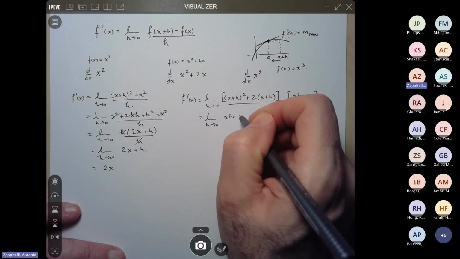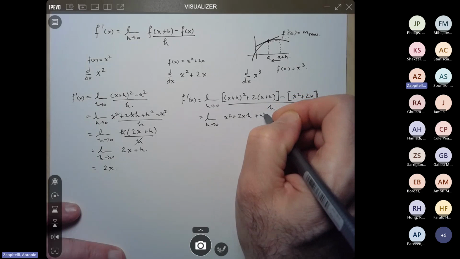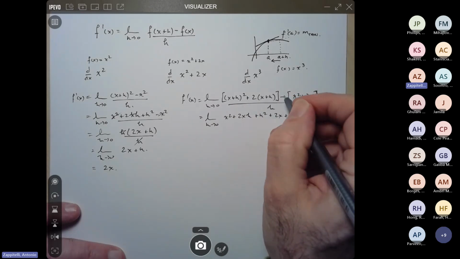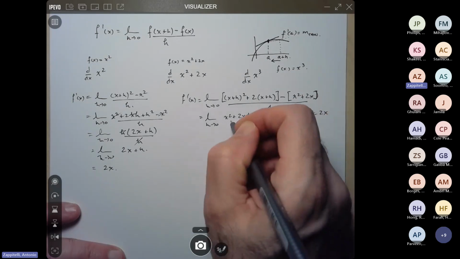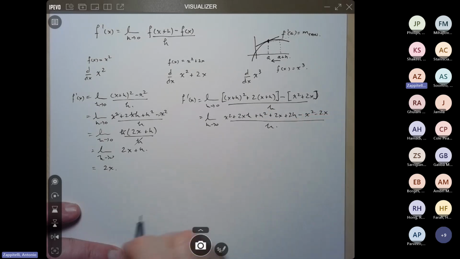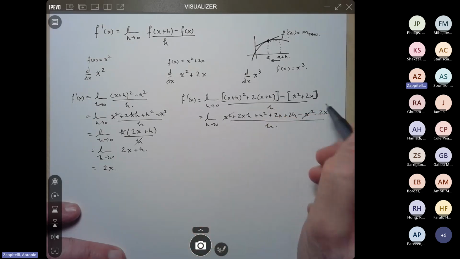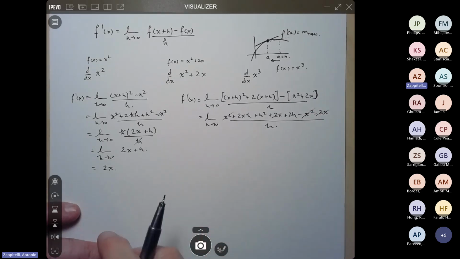So x squared plus 2xh plus h squared, and then we have plus 2x plus 2h, and then minus this thing. Make sure you're careful about your signs, all over h. And look at what happens again. That x squared cancels out with the x squared, and this 2x cancels out the minus 2x.